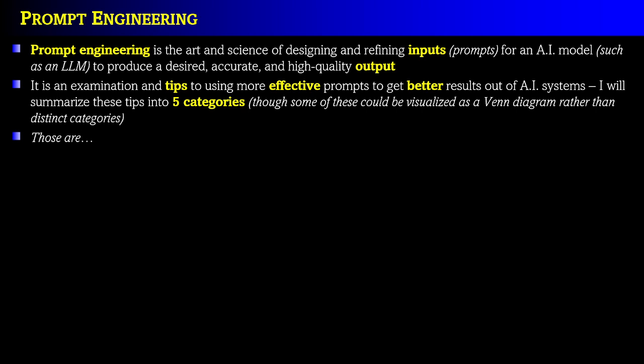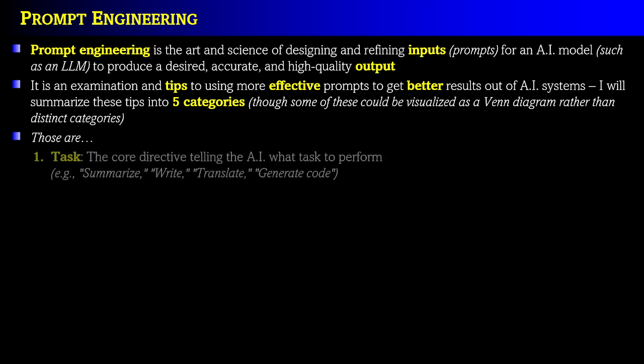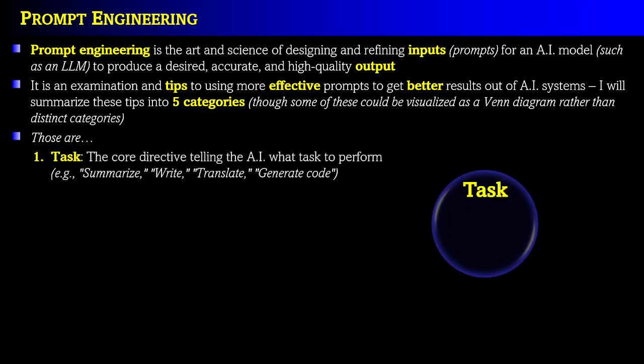I'm going to summarize those tips into 5 categories that I have created. Some of these could be visualized in a Venn diagram rather than as distinct categories. Specifically, what I mean is you could combine them. But the 5 categories I have identified are: 1, the task, the core directive that tells the AI what task to perform. For example, summarize, write, translate, or generate code.